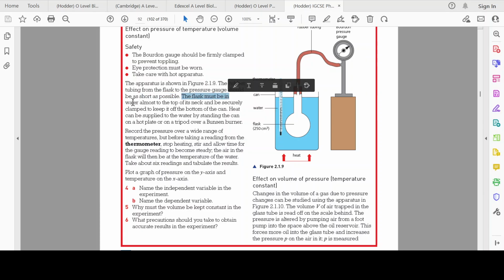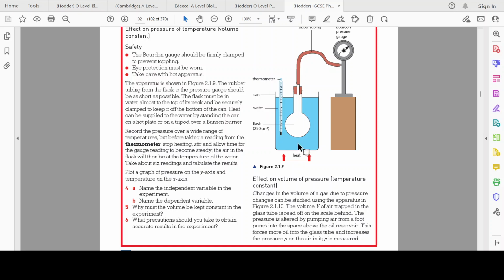The flask must be in water almost to the top of its neck and be securely clamped to keep it off the bottom of the can. Why do we want to do these two things? We want it in water because you are heating water. It's all the way up to the neck, just below the rubber bung, as you can see. And so the water gets uniformly heated, and so the flask gets uniformly heated from all sides, and so there's uniform heating of all the gas, the air in the flask.